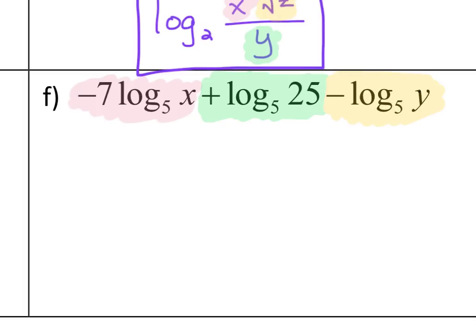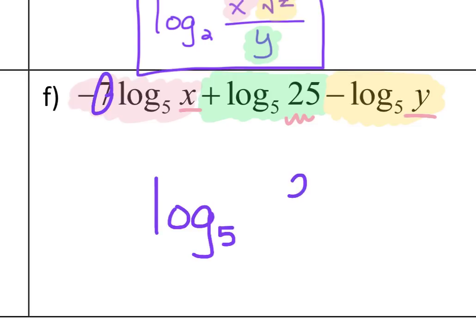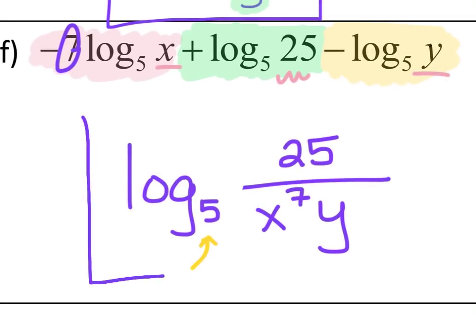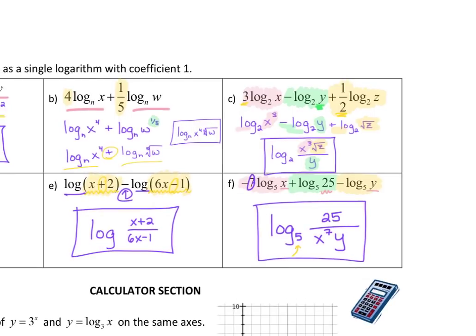And so the x and the y are going to be in the denominator, and the 25 is going to be in the numerator. Remember to put this 7 here as an exponent on the x. And so I've got log base 5 of 25 in the numerator, x to the 7th, and y in the denominator. And just make sure that you don't write this in such a way that you confuse the 5 here as a coefficient. It's not a coefficient, it's the base of the logarithm. And that's it. You're done with condensing.